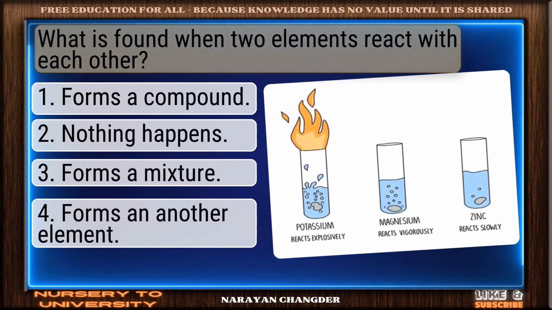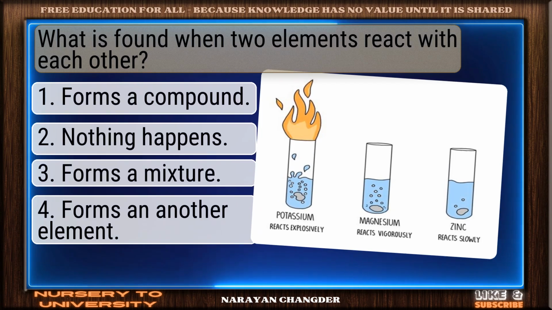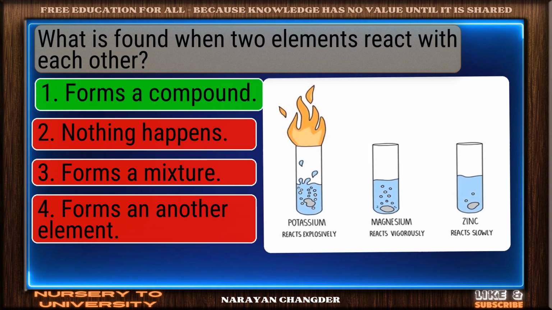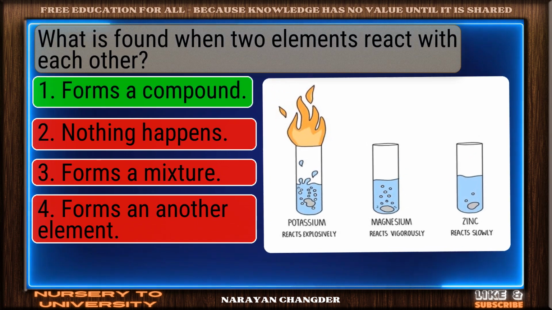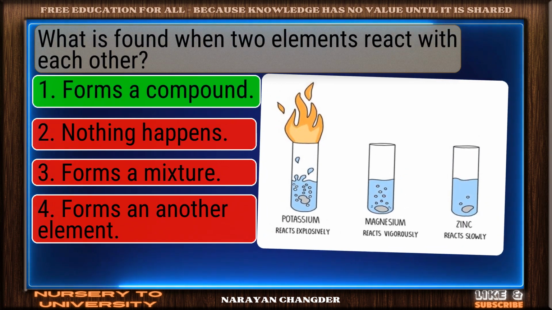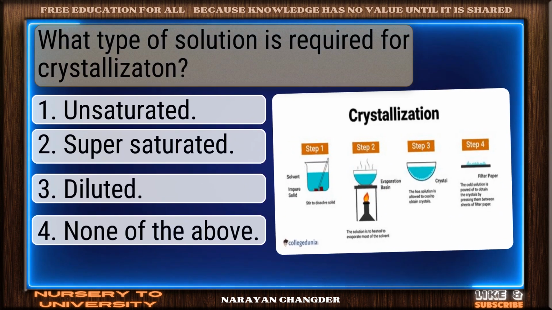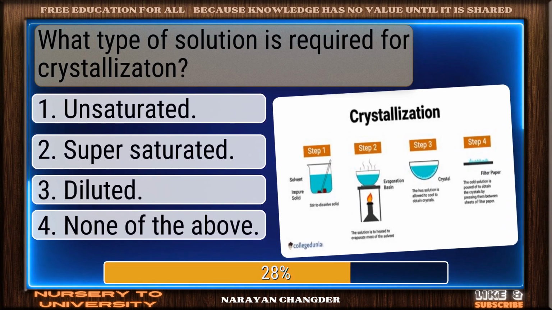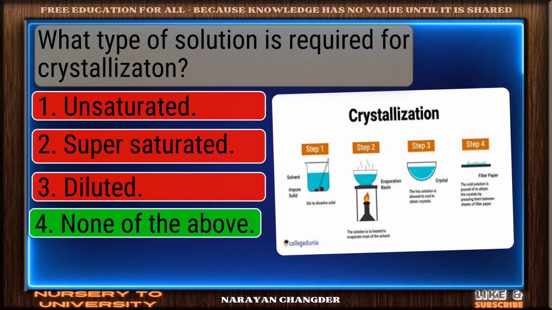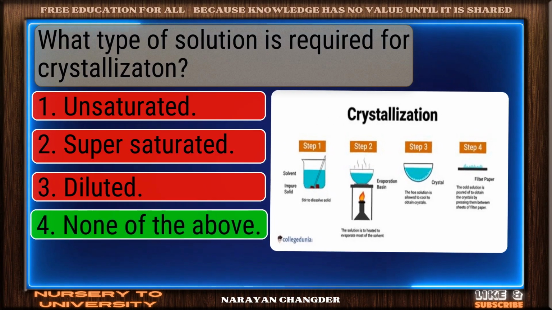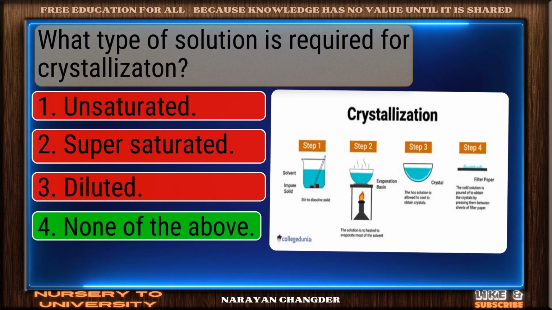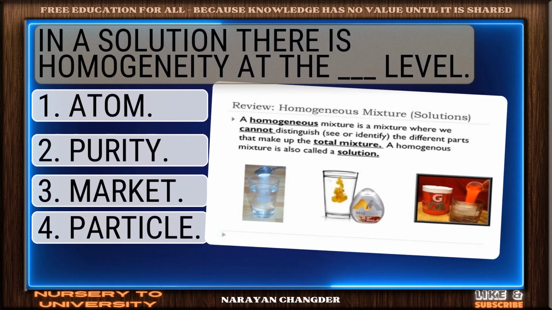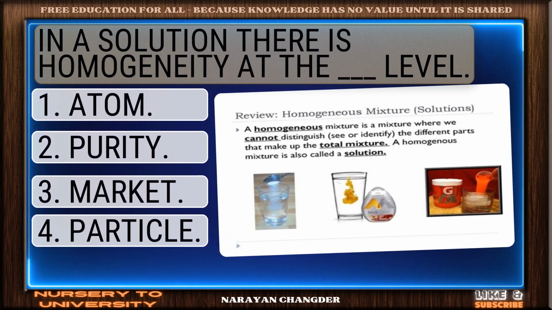Question number 164. What is found when two elements react with each other? Right choice. Forms a compound is the best answer. Question number 165. What type of solution is required for crystallization? Nice work. You chose none of the above, and it is correct. Question number 166. In a solution, there is homogeneity at the dash level.